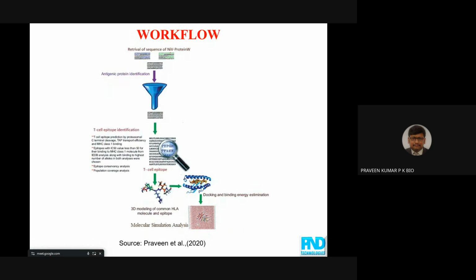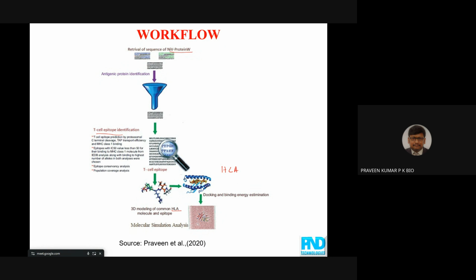Initially, we took the Nipah virus protein W sequence and identified the T cell based epitopes. After finding thousands of epitopes, we screened the best epitope for the specific Indian population. So if I screen for the Kerala population, we have to dock with the human HLA protein.